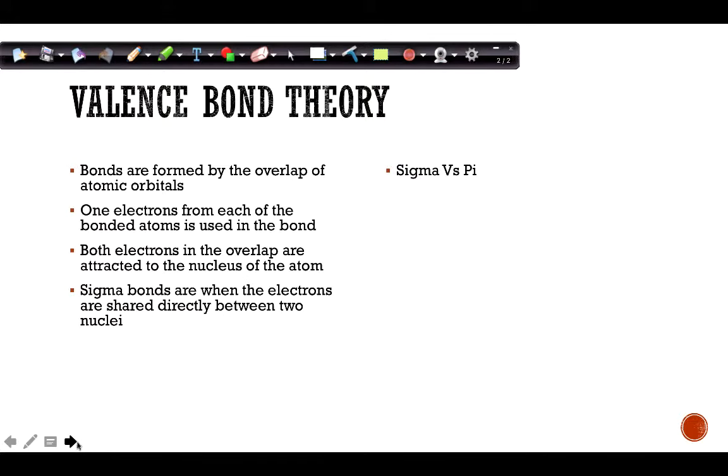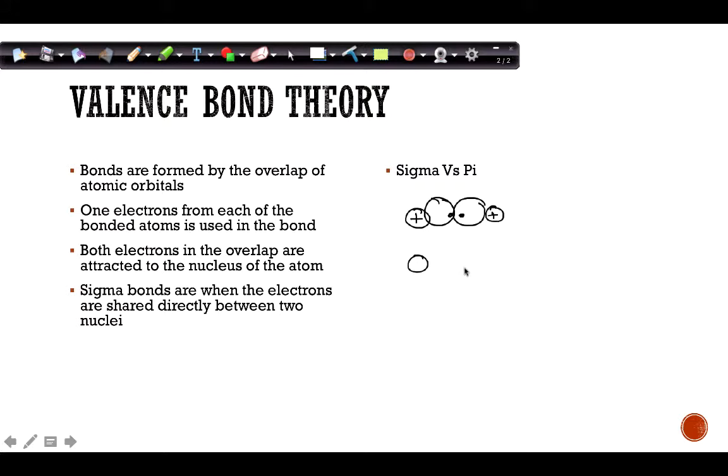And then we have two different types of bonds. We have sigma bonds, and sigma bonds happen when the electrons are being shared directly between two nuclei. Okay, so here's my nucleus here, and here's my nucleus here. So if they're going to be shared, they're going to be shared right here. So it happens when we have an s orbital and another s orbital come into contact, and they share those electrons directly between two nuclei.